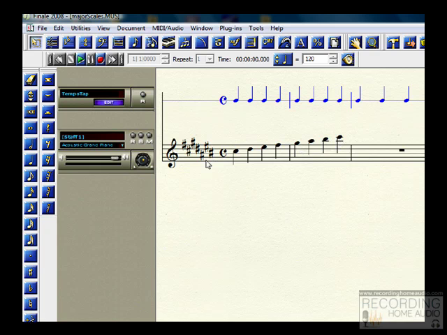So the key signature is always in this position, and it's actually on the notes that tell us which notes are sharp or flat. This is an extreme example.